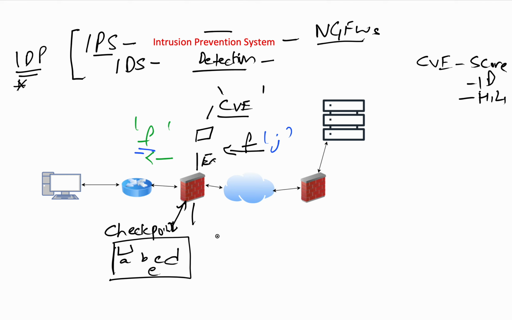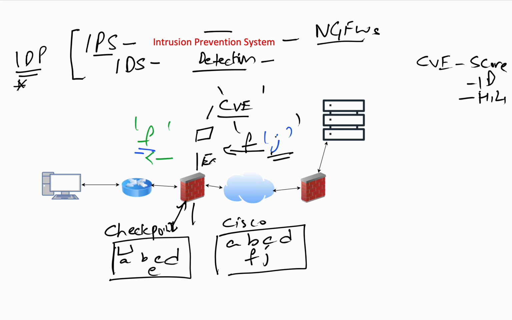Okay, now we talk about Cisco. Cisco will have another database, called A, B, C, D, F, J. So both of them will be blocked. Right, now I'm saying that this is malicious only, by the way. So A, B, C, D, F, all this will be blocked. All the malicious traffic will be blocked.